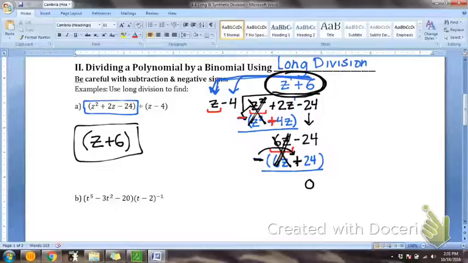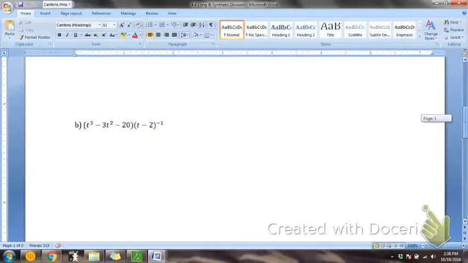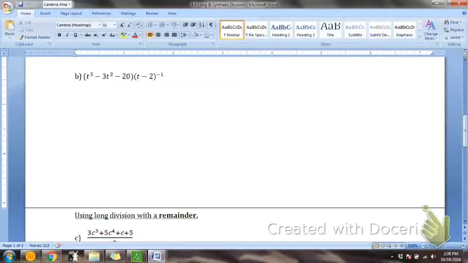So see if we can catch on with the next example. All right, letter B says t to the 5th minus 3t squared minus 20. And then we have this (t minus 2) to the negative 1. Guys, this (t minus 2) to the negative 1 is just a fancy way of saying divided by t minus 2. Why don't they just say that? Right? Because they want you to be able to recognize different forms of division.